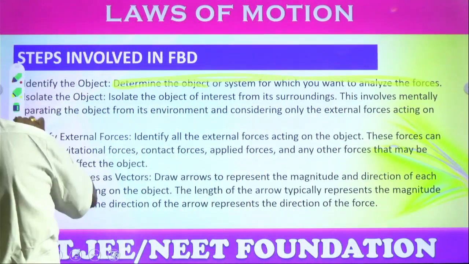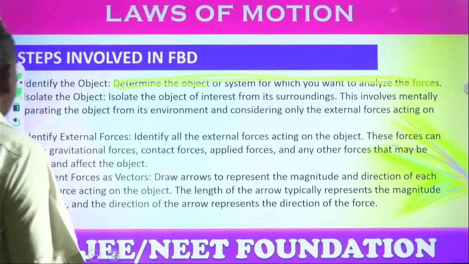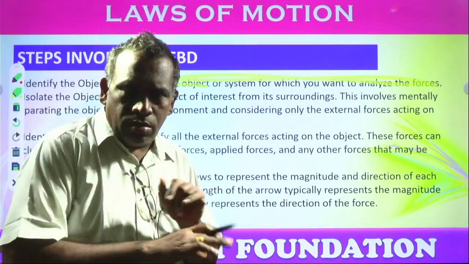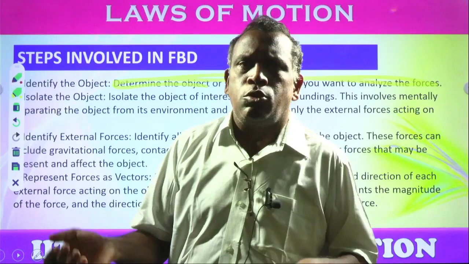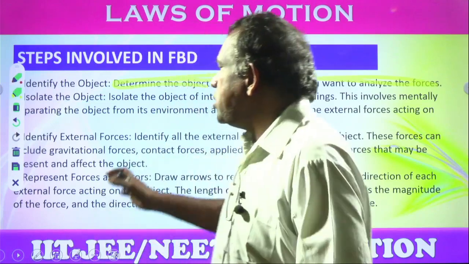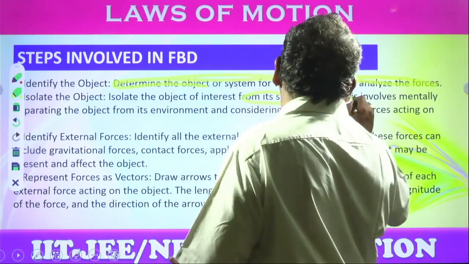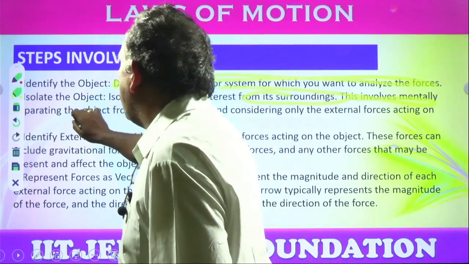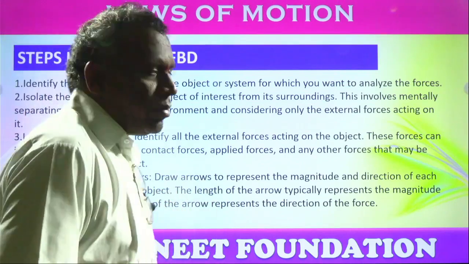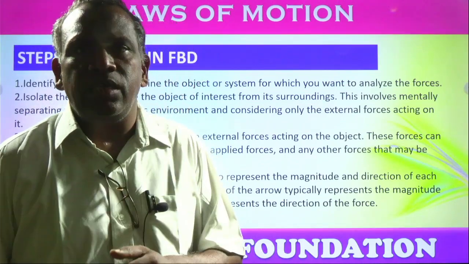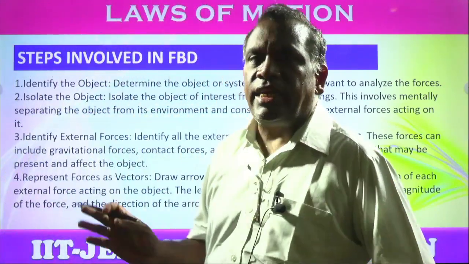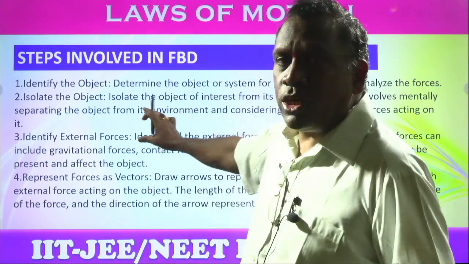Another one is to isolate the object, so you make it a single object. In the previous problem I told you there is M1 and M2, but I drew only one mass, that is isolating. Isolate the object from its surroundings. This is done mentally: you separate the object from the environment, and the external effects acting on it we neglect. In that way we are isolating the object.